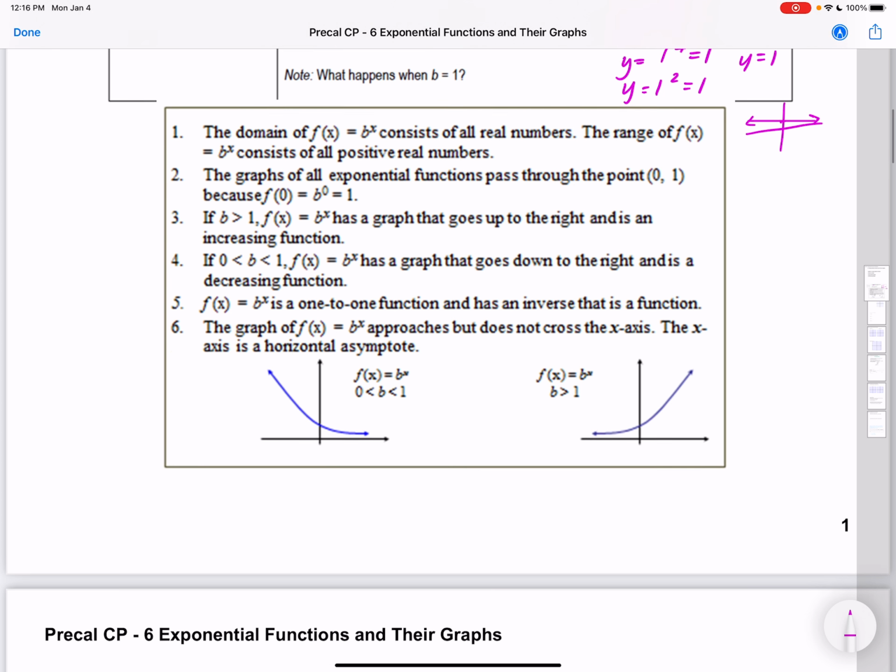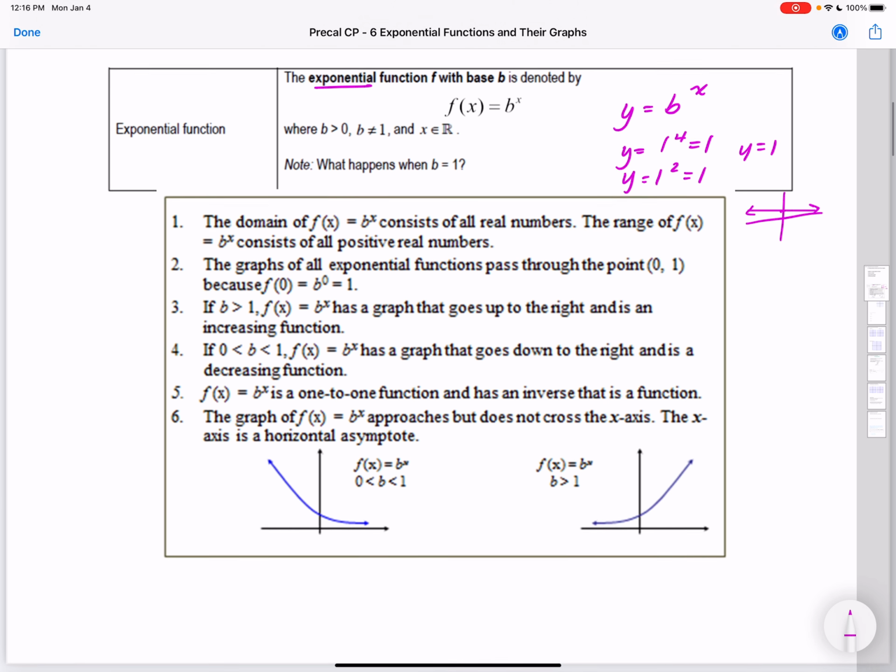And here we have a list of the things that we know about exponential functions. So it could be daunting, but I'm going to break it down for you. It says that the domain of an exponential function consists of all real numbers. So the domain, what x is allowed to be, are these real numbers. And then the range is all positive real numbers. So that means the output, or what it equals, is all going to be positive, any positive real number.